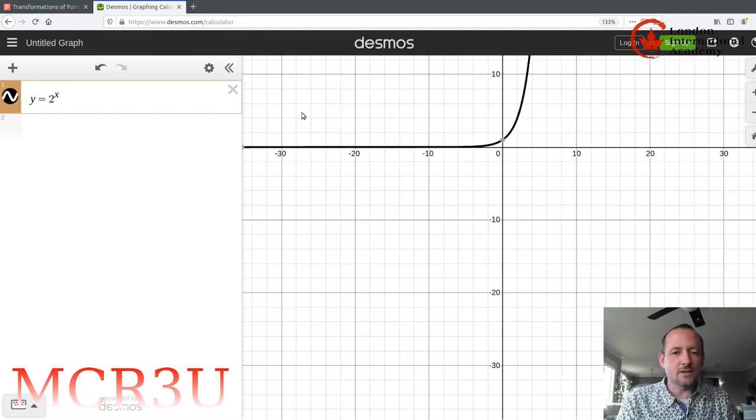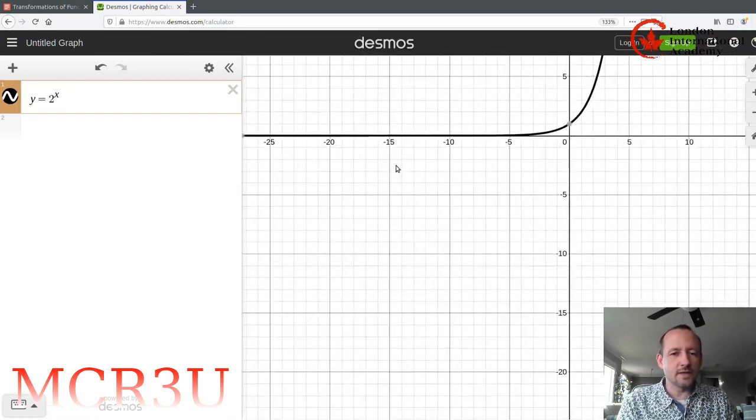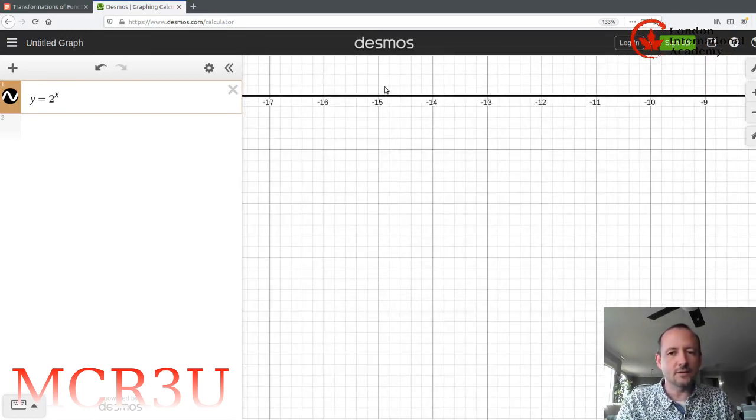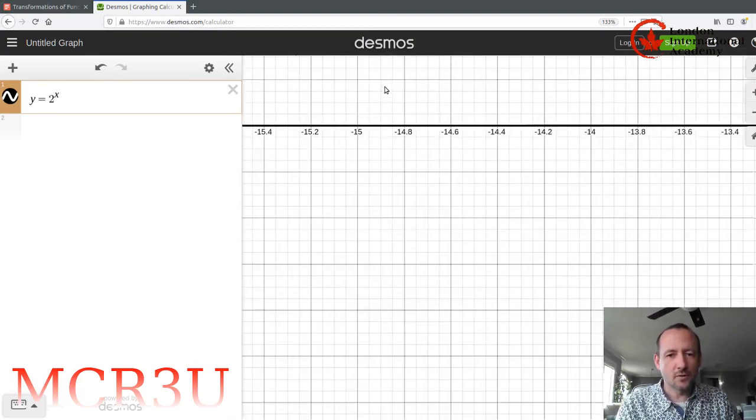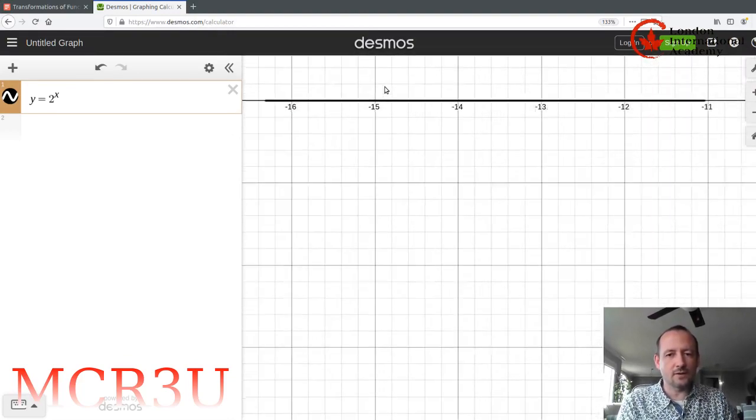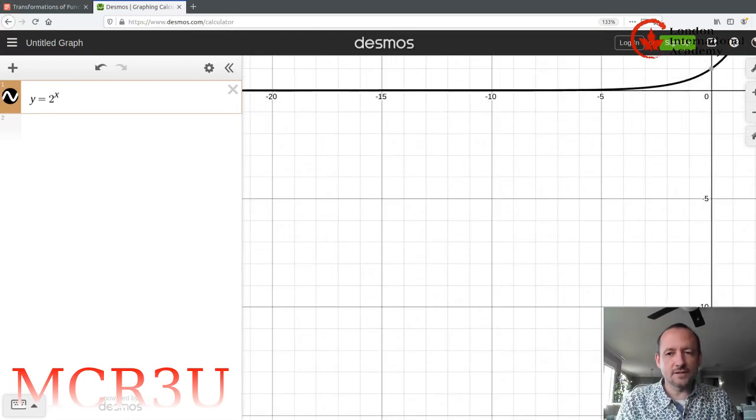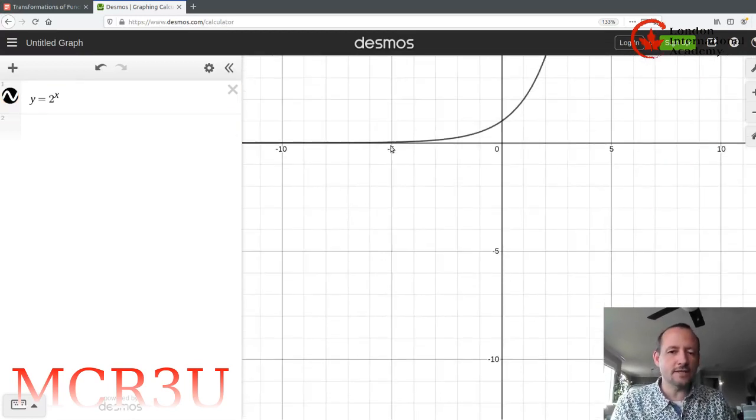To the left, it's almost 0, but if you zoom in, you'll see it's not quite 0, but it's very close to 0. Wow, you have to zoom in quite a long way to show that it's not 0. Never hits 0, but it just gets ever so close to 0. So there is our exponential function. 2, 4, 8, 16, it just grows and grows and grows.